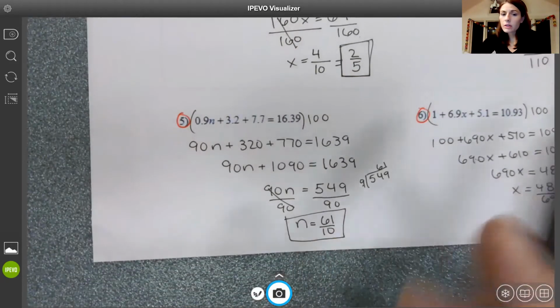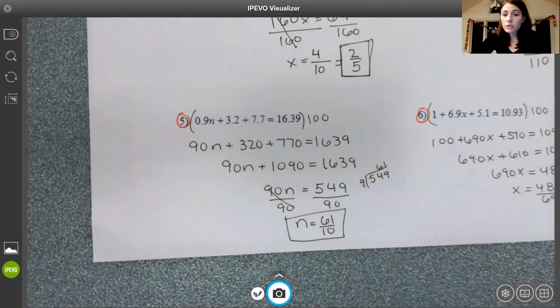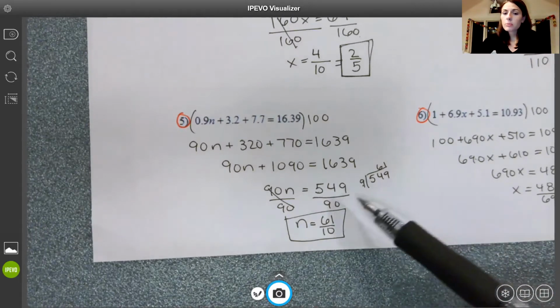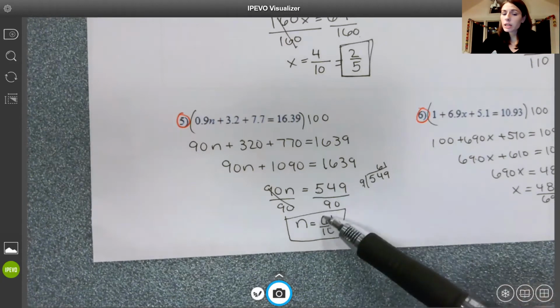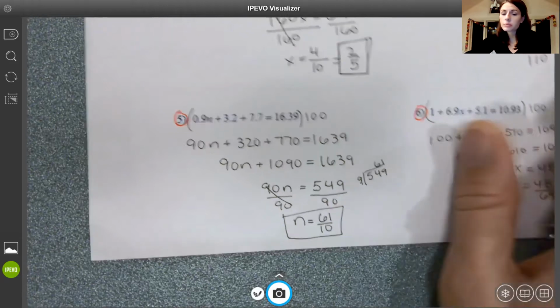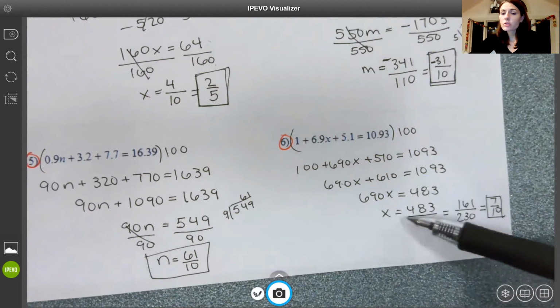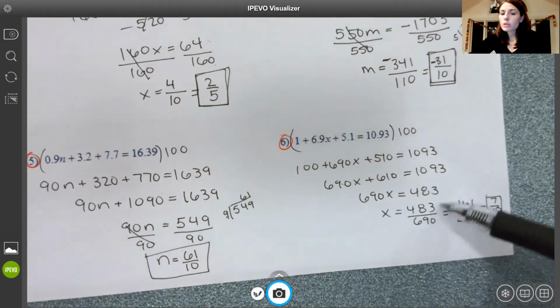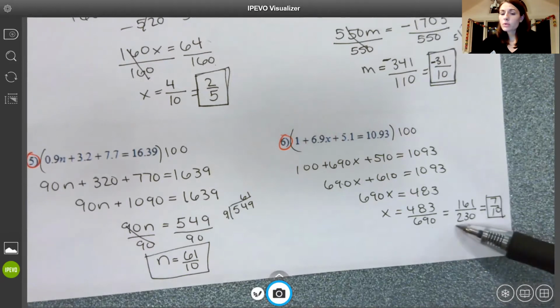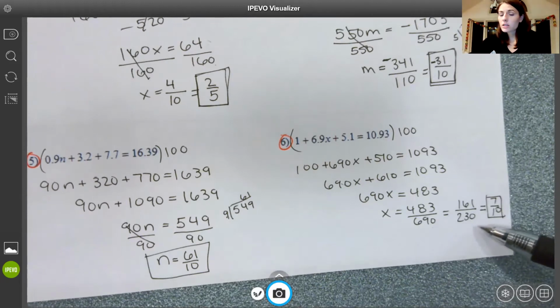On number 5, I initially had 549 over 90. So if you got there, you're doing good. These were both divisible by 9, which gave me 61 over 10. It's completely reduced there. On number 6, here's my initial answer, 483 over 690. First I reduced that to 161 over 230. And then I was able to reduce it further down to 7/10. So if you were getting even to here, that's awesome.